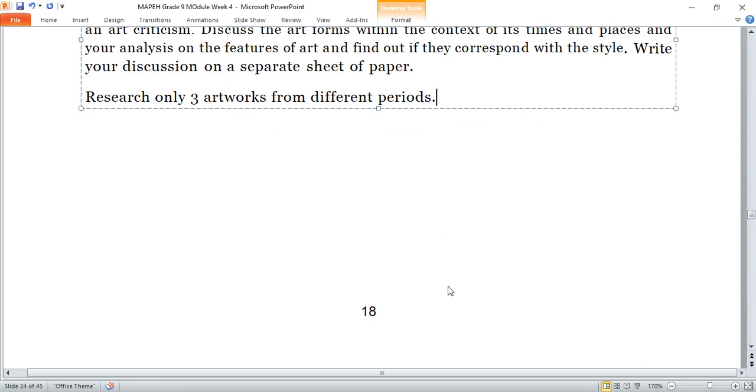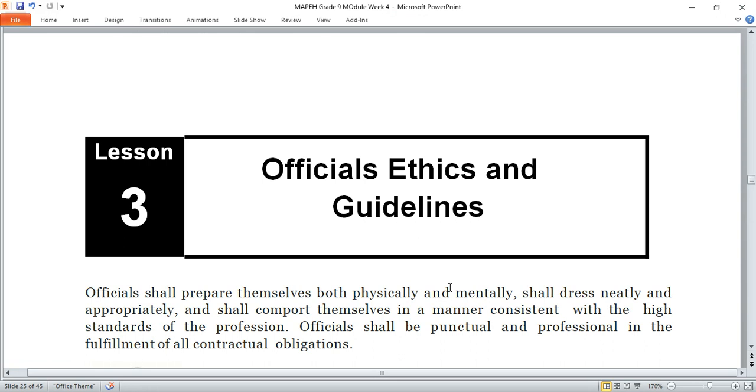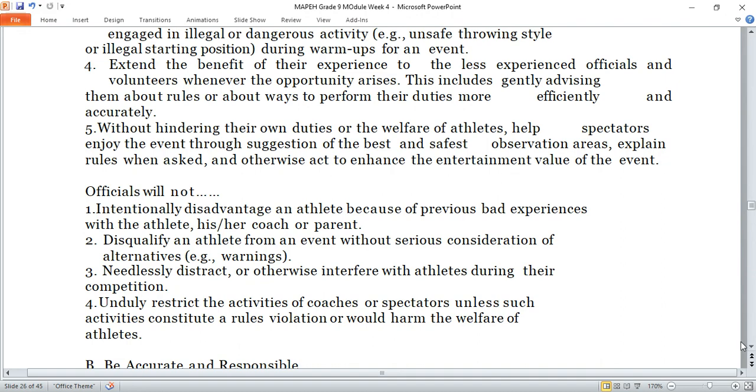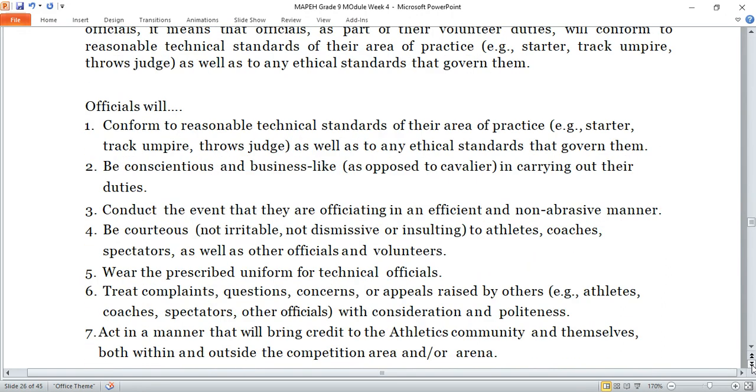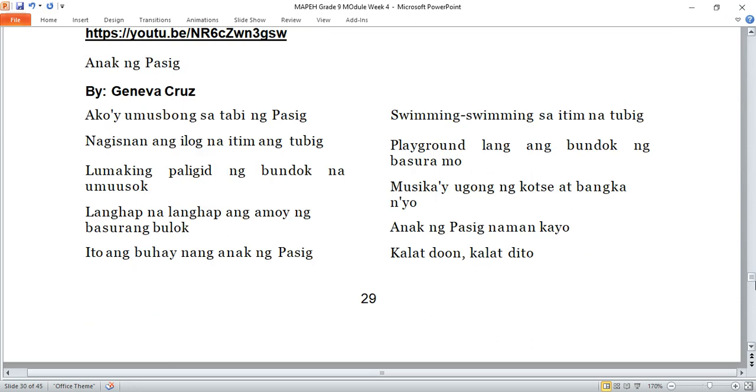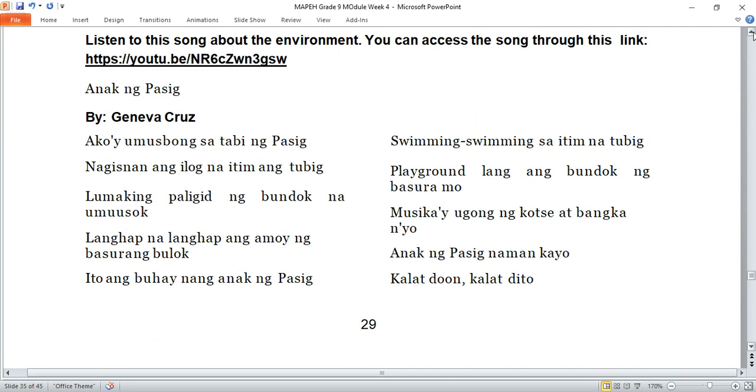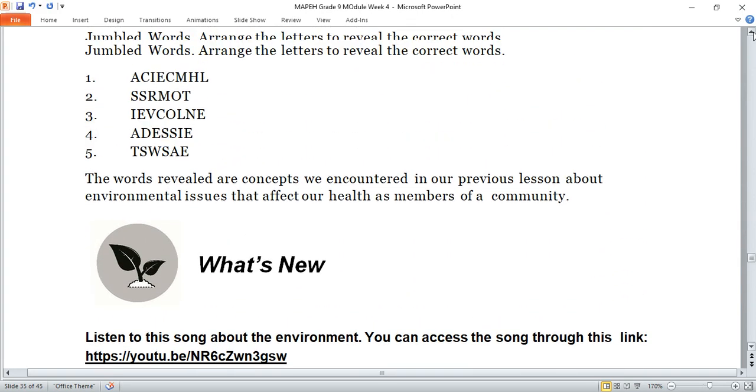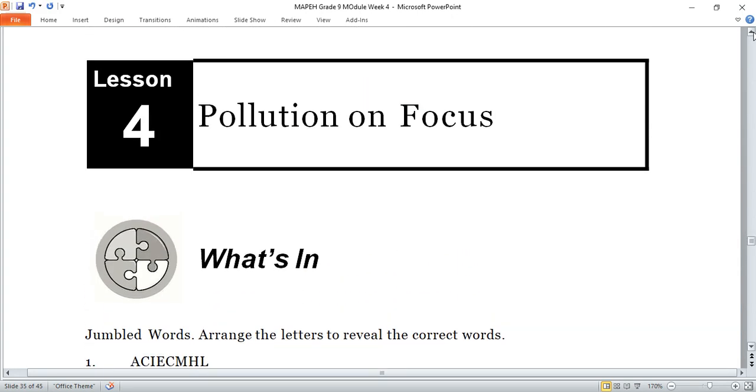All right? So that's all for today. And then our previous lesson in PE, officials, ethics, and guidance. Now our next lesson for health, prepare yourself tomorrow. All right? I will just show the title of our topic in health. Okay. So tomorrow our topic in health is pollution in focus. So that's all for today in our arts, guys.